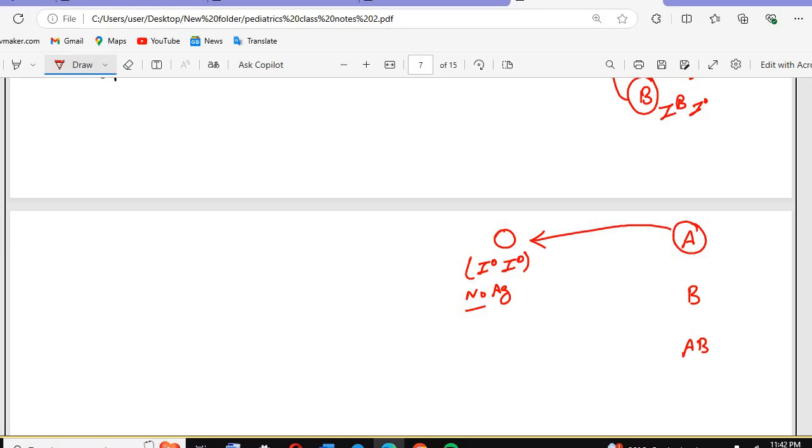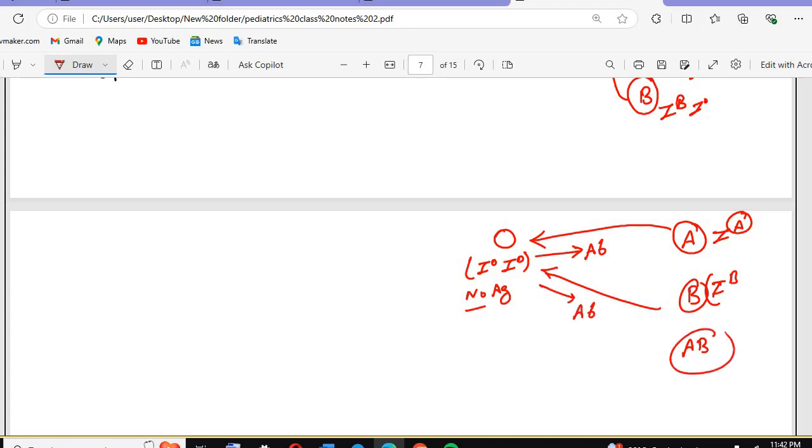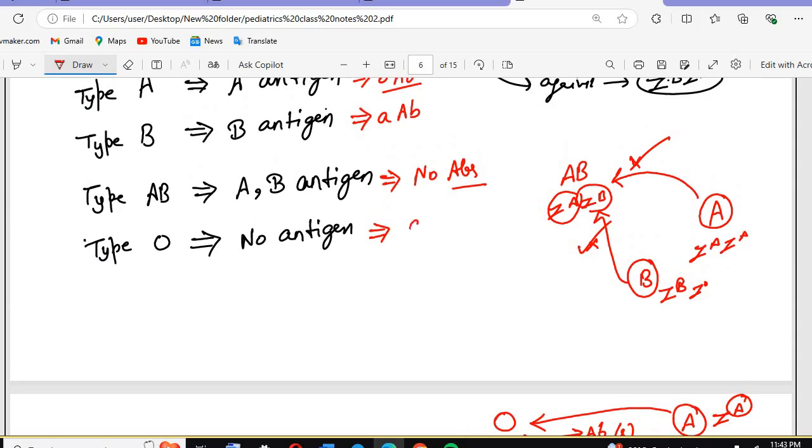Now I can see that this blood has the A antigen. What will happen? I don't have any similar antigen like the A antigen, so I will try to make an antibody against it. The same with the B antigen; I will try to make an antibody. And if the blood has both A and B antigens, I will make both A and B antibodies. So O blood group people have no antigens, but they have both A and B antibodies.